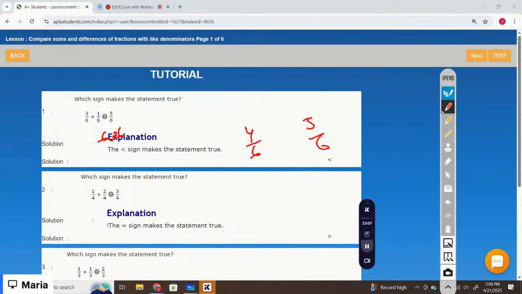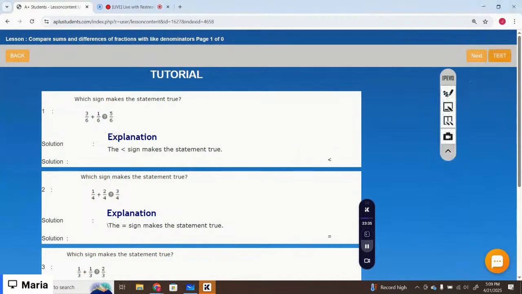So when comparing 4 by 6 and 5 by 6, their denominators are same. We simply have to compare their numerators. So 4 is less than 5. So 4 by 6 is less than 5 by 6. Let's just start the test questions.